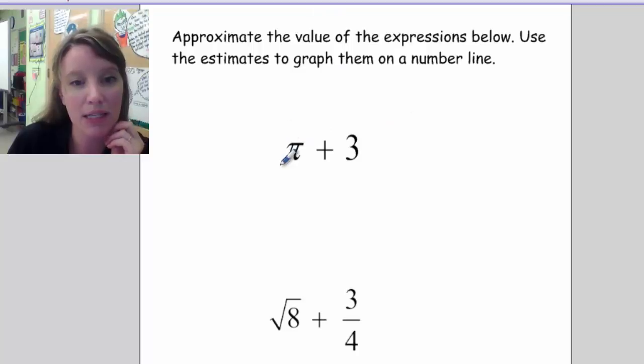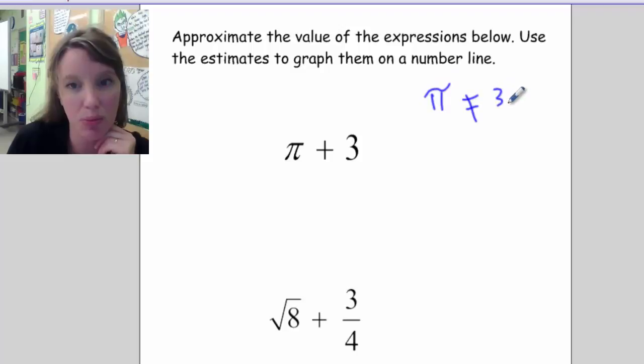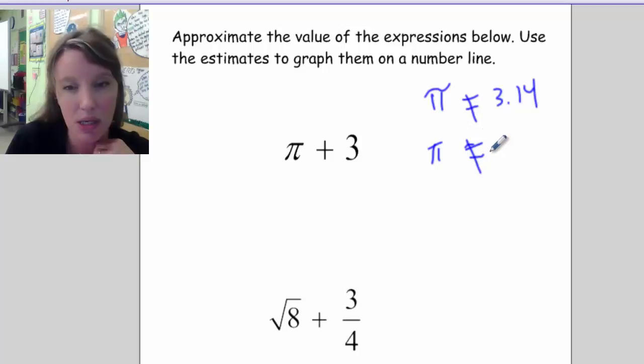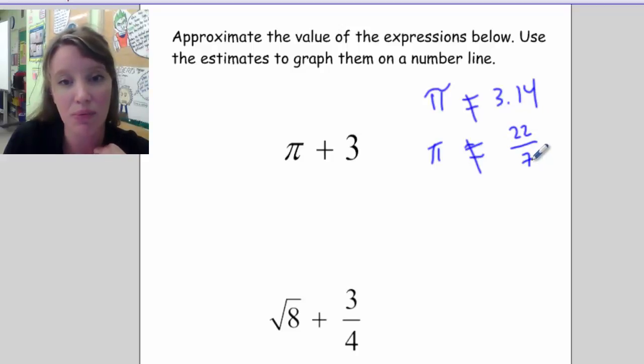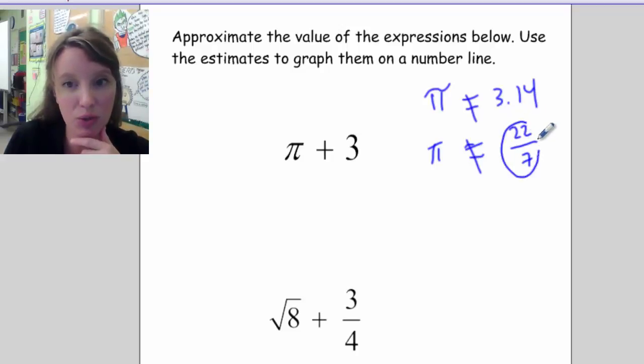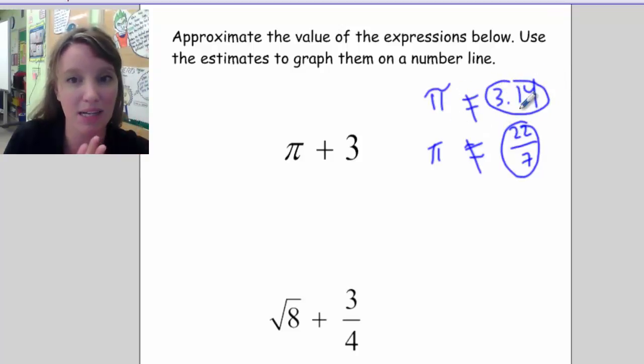Now, remember, anytime you write pi, the one thing that I want you to remember is that pi is not equal to 3.14. That's not true, okay? Pi is also not equal to, this is a symbol, the equal sign with a slash through it, 22/7. Pi is irrational, so it can't be turned into a ratio of two integers. This is a ratio of two integers. This I could write as 3 and 14/100ths. So of course pi is not equal to that.